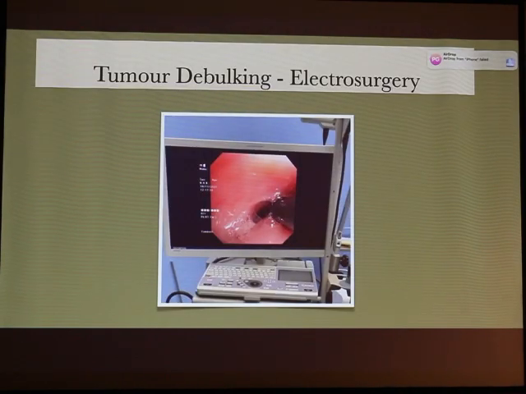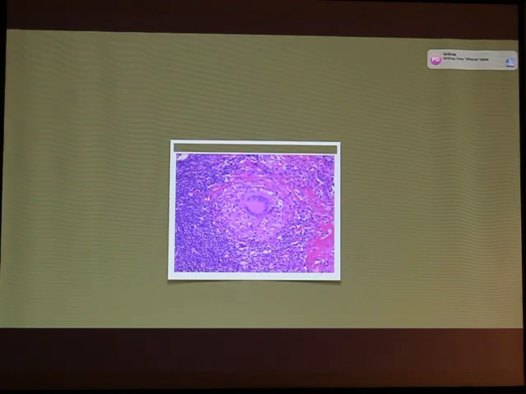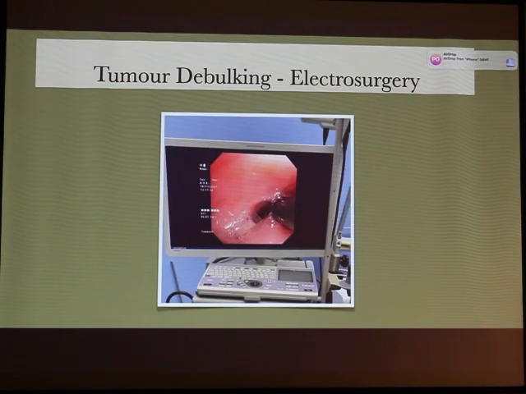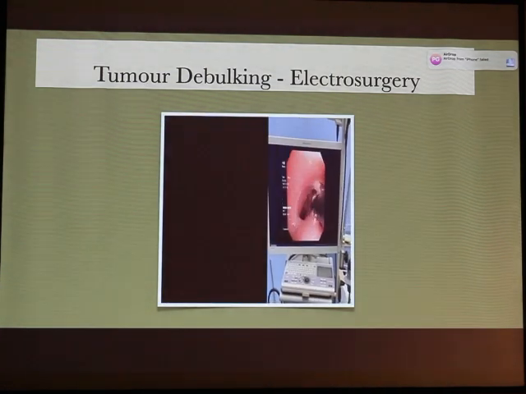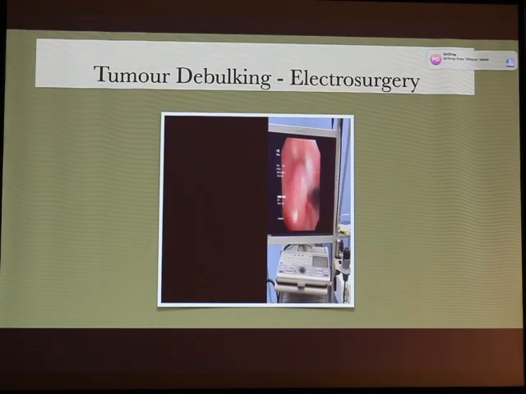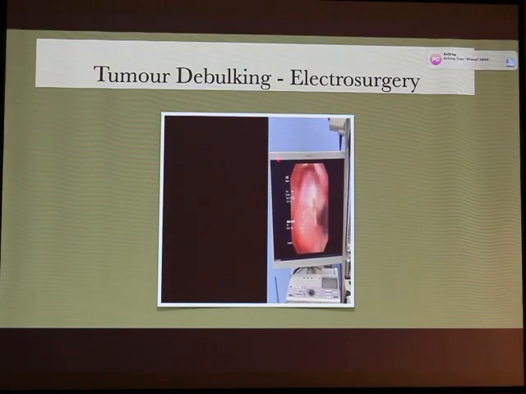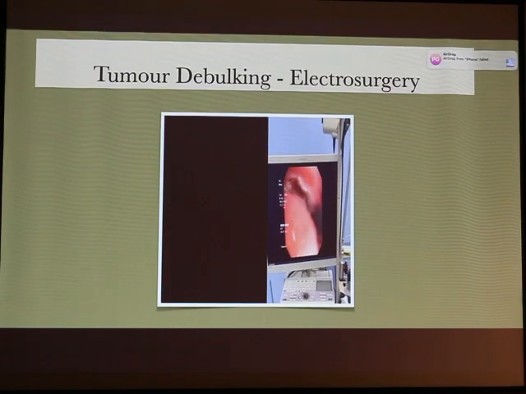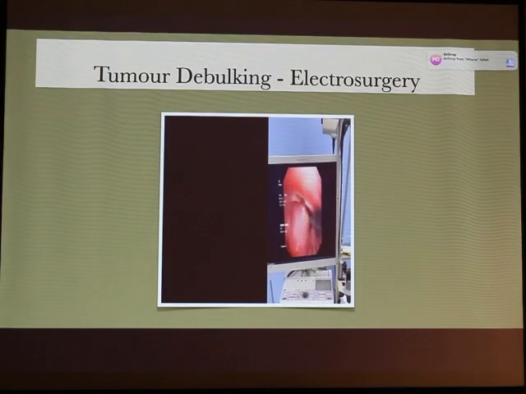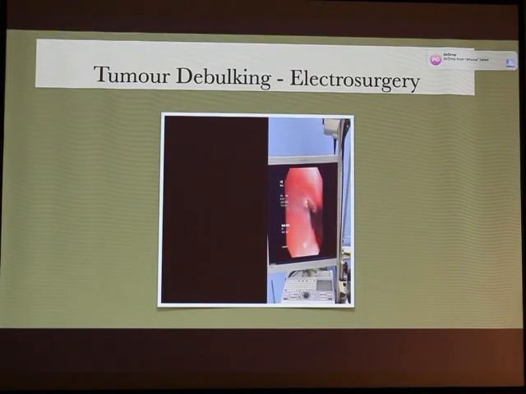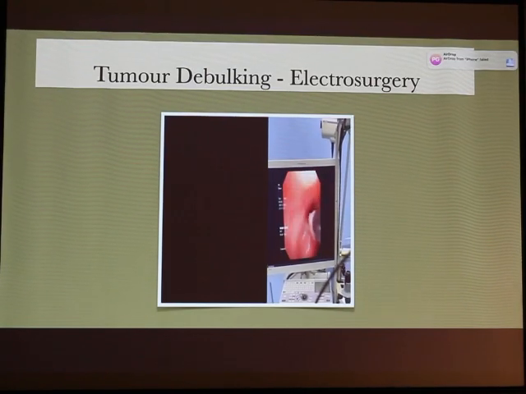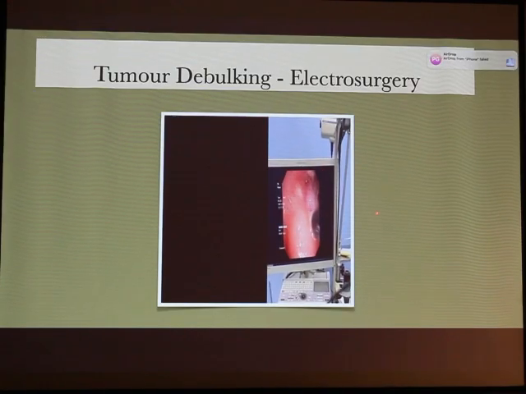So this shows a granuloma with caseation. It was probably tubercular. And then we do electrocautery, we debulk tumors, central tumors. This is a therapeutic modality. So this is a cautery probe. We are burning the tumor. And we are seeing whether the tumor is vascular or not.